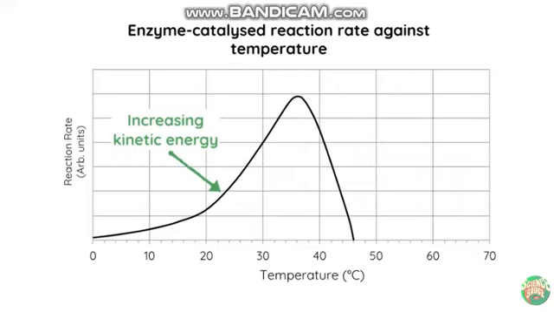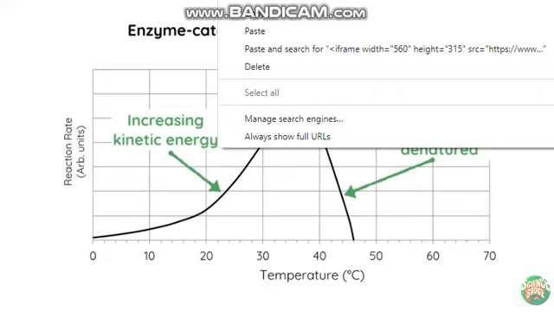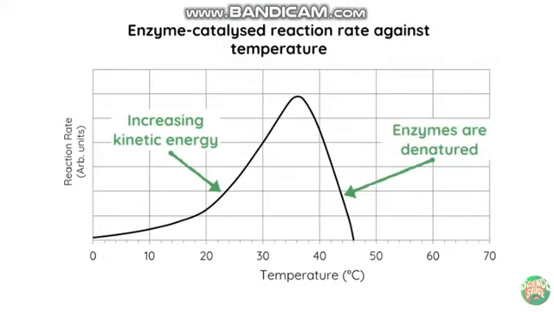However, once the temperature gets too high, the enzymes will become denatured, and then we have this sharp drop in reaction rate. That sweet spot in the middle, where there is a balance between increasing kinetic energy but the enzymes aren't denatured, gives us the peak of reaction rate, and this is known as the optimum temperature.